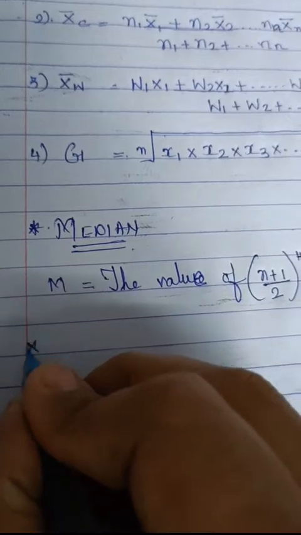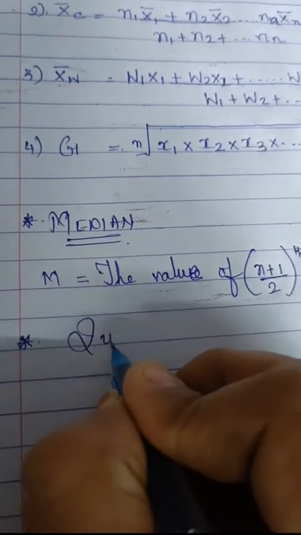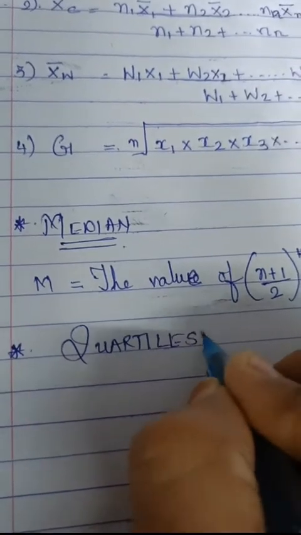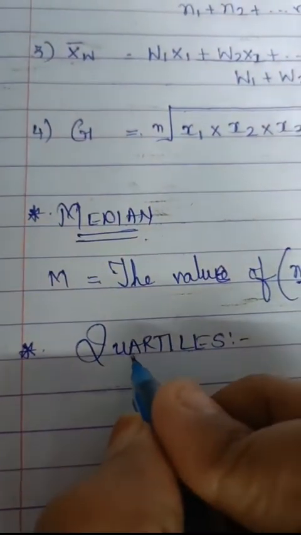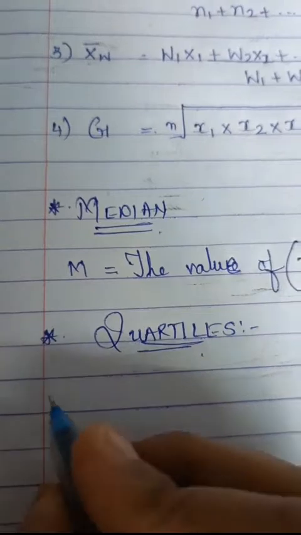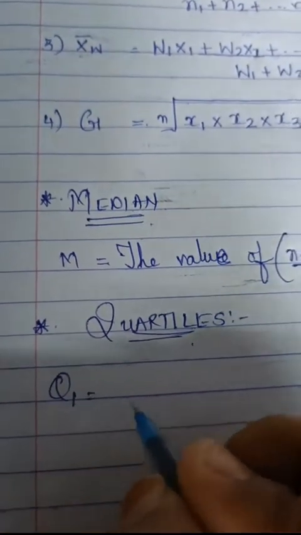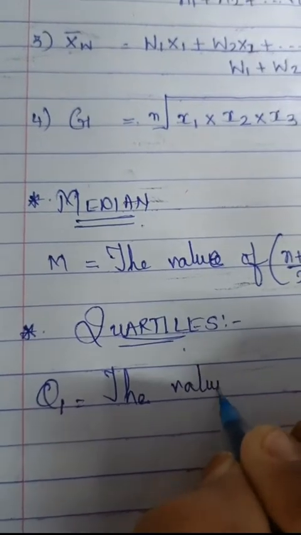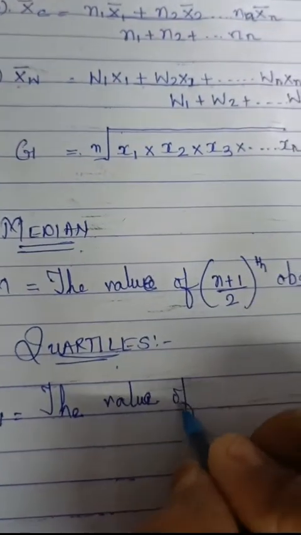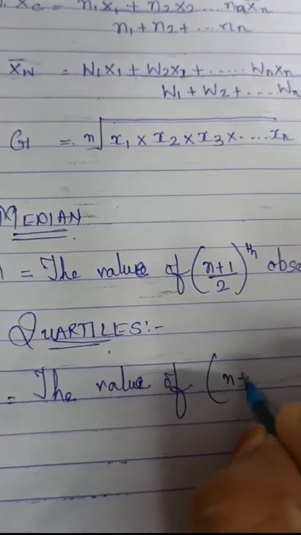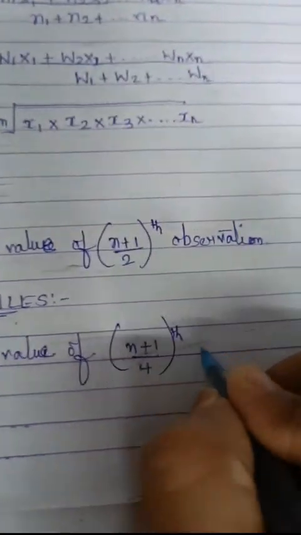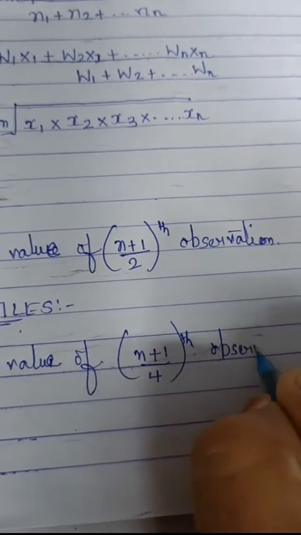Okay, then coming to the quartiles. Quartiles means divided into 4 parts, but we are going to study about 3 only. Q1, same formula, but one more thing will come. The value of (n plus 1) divided by 4th observation.